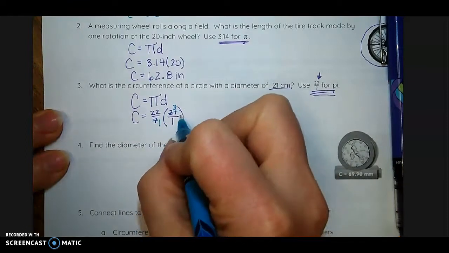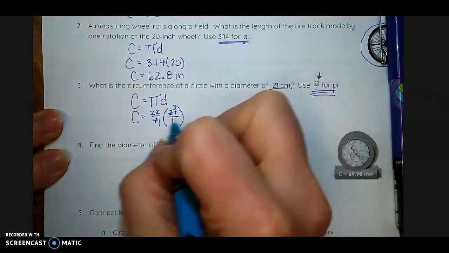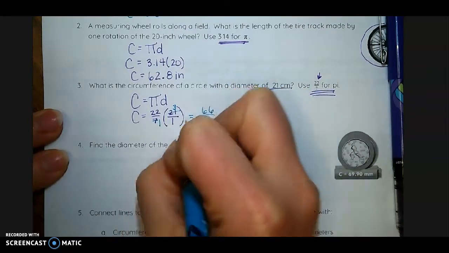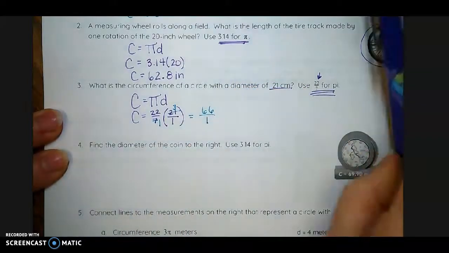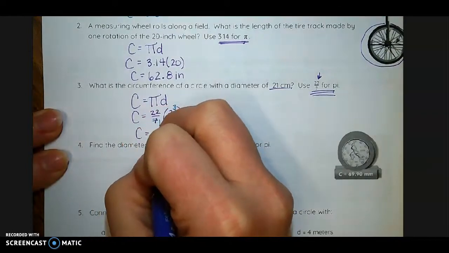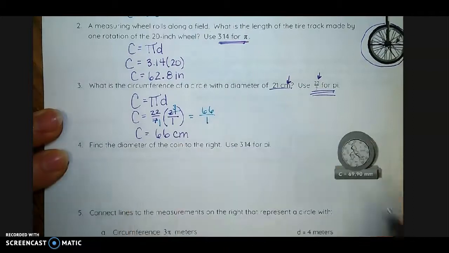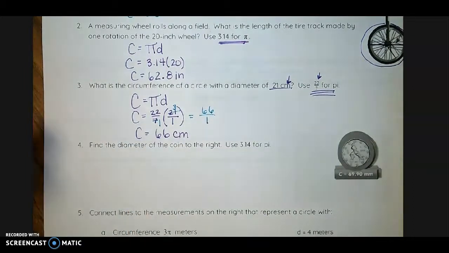22 times 3 is a lot smaller than 22 times 21. So 22 times 3 is going to give me 66. 1 times 1 is going to give me 1. So the circumference of my circle is 66, and since it told me centimeters, I can say that that is 66 centimeters.